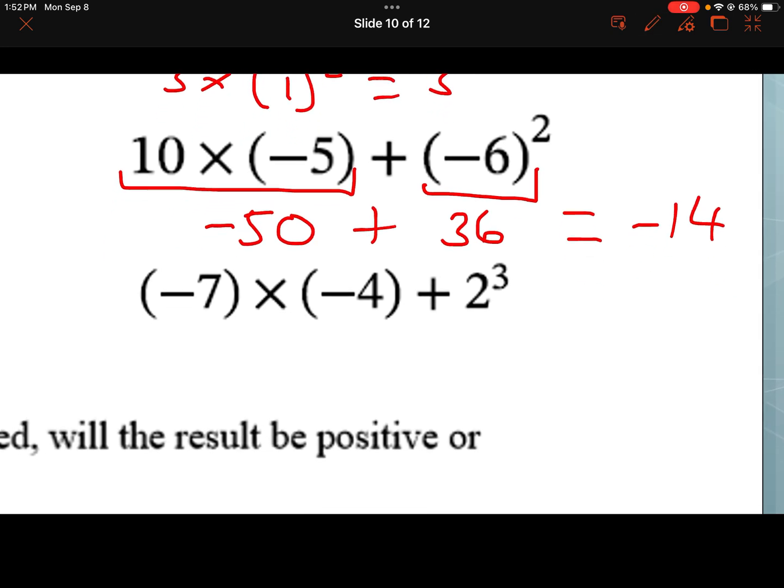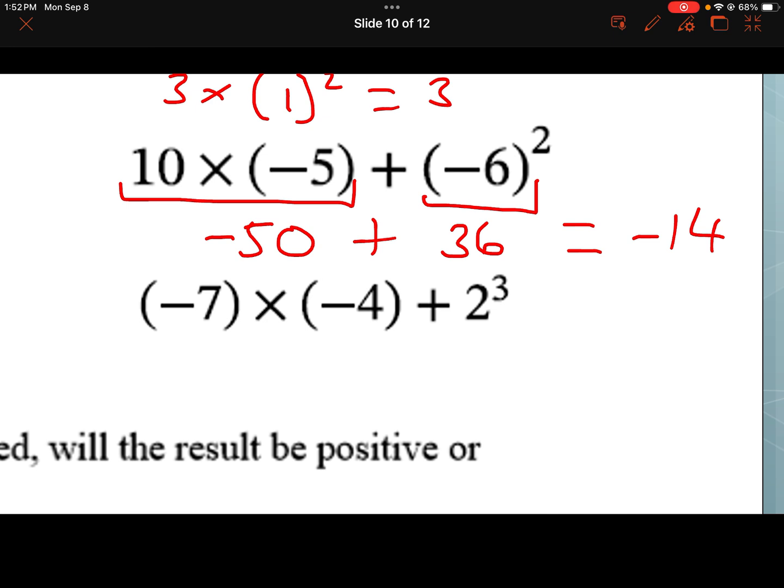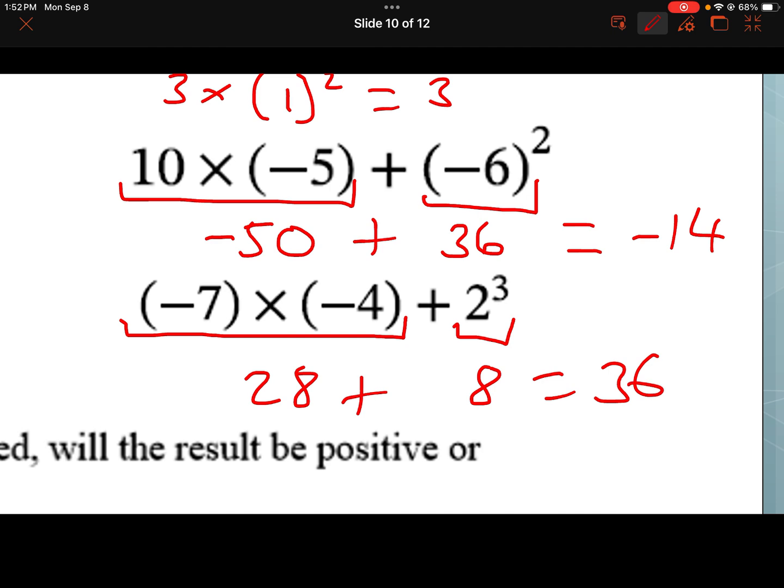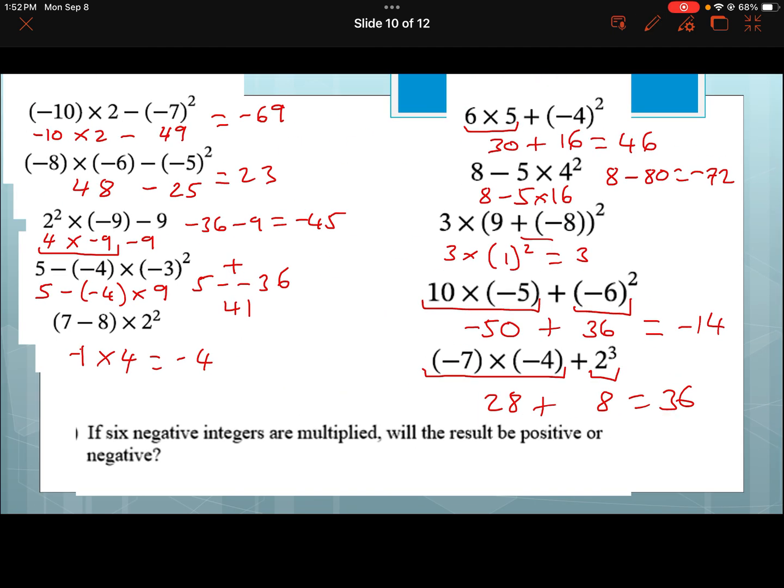And then last but not least, actually, we're going to do the worded question as well. What's the first thing we do? The exponent. So we're going to do 2 times 2 times 2, which is 8. Then we're going to do the multiplication. So -7 times -4 is going to be positive. 7 times 4 is 28. So we have 28 plus 8, which is 36. Cool.